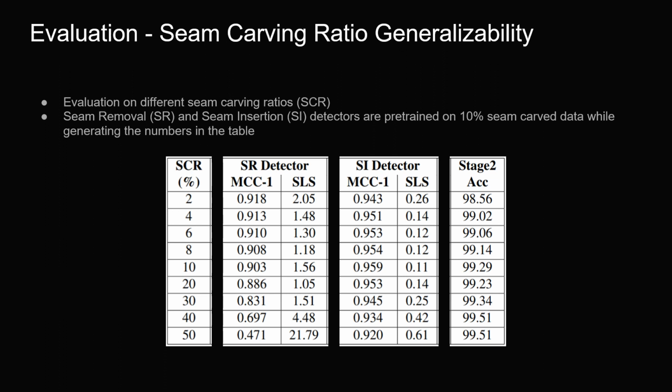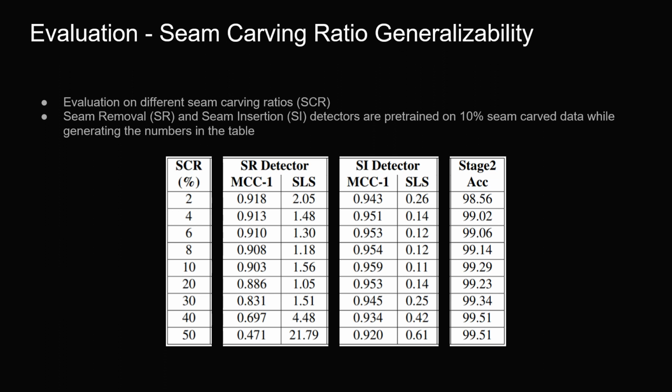However, the SLS, along with the MCC1 score, highlight the difficulty in localizing the seams at extreme levels of seam carving. It can be seen that they start to degrade quite heavily by 40% seam carving and poor performance at 50% as well. In particular, the SLS metric tells us that on average for 50% seam carving ratio, we are 21.79 pixels away from exactly localizing a given seam on average. These results indicate that although it is quite easy to detect a heavily seam carved image, it is much harder to actually localize the seams.